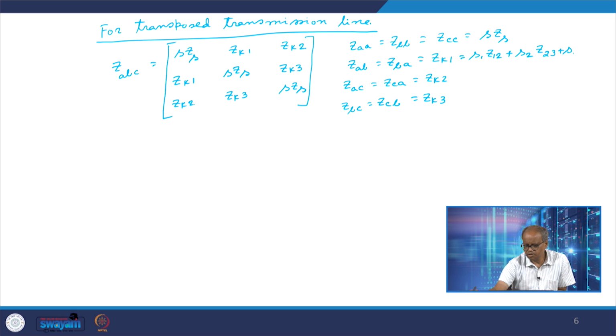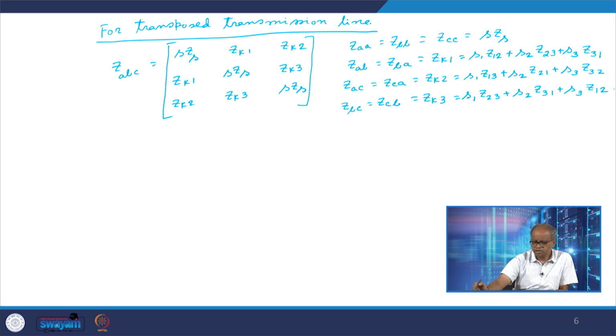We have already defined these, so we are not repeating them, just writing down the expressions. ZK2 was given by S1 into Z13 plus S2 into Z21 plus S3 into Z32, and this one is S1 into Z23 plus S2 into Z31 plus S3 into Z12. So, these expressions we have already done.